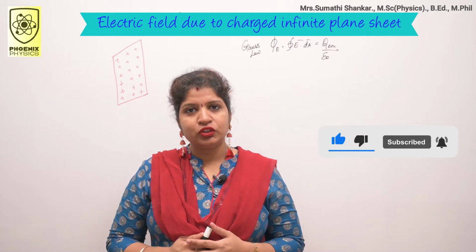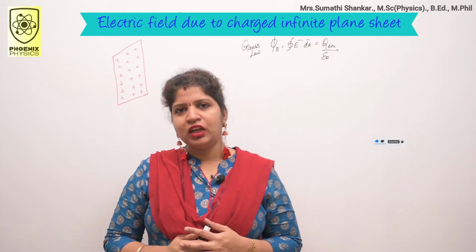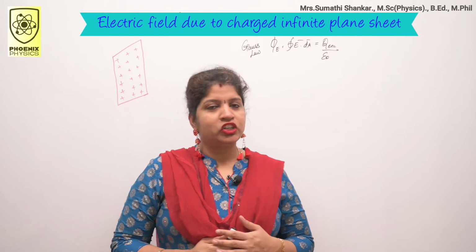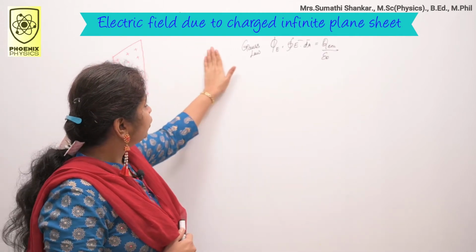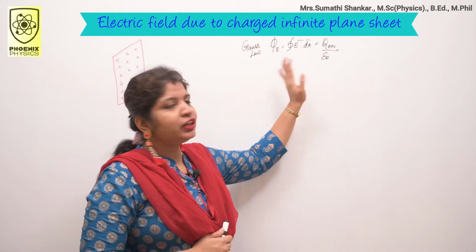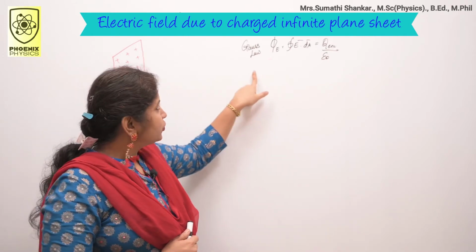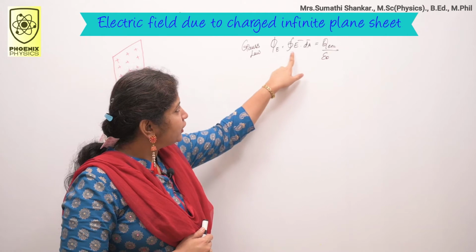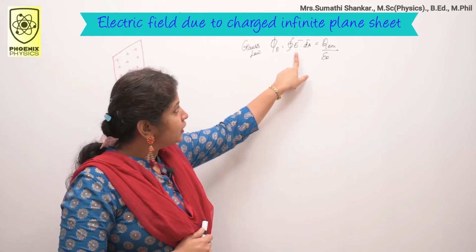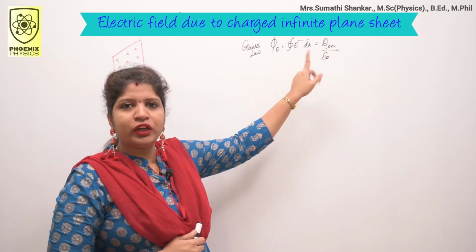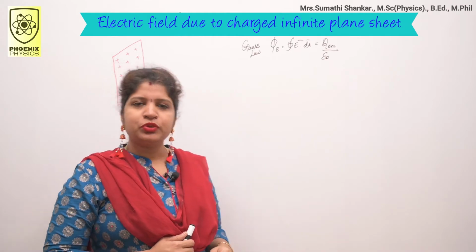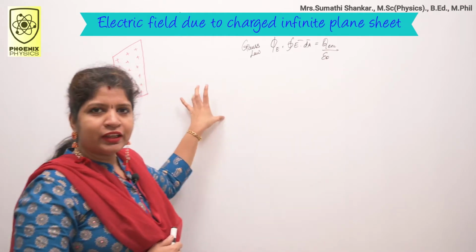Today we are going to learn applications of Gauss law. Second application is electric field due to charged infinite plane sheet. You know what is Gauss law? That is phi E is equal to closed integral E dot dA vector, that is equal to Q enclosed by epsilon naught. Look at the diagram.